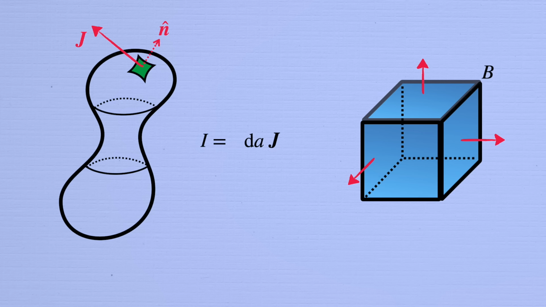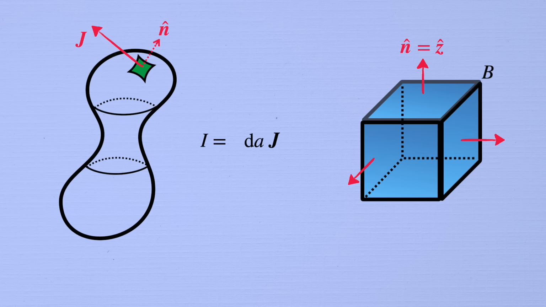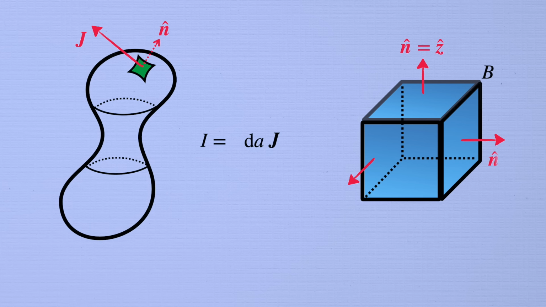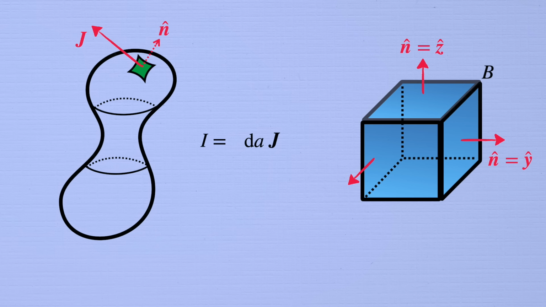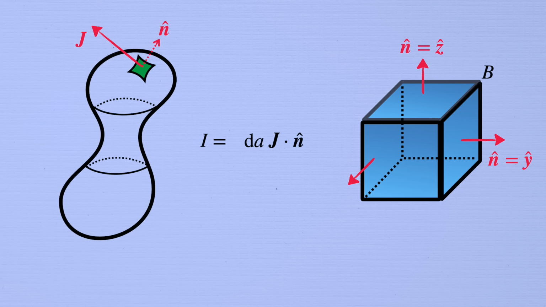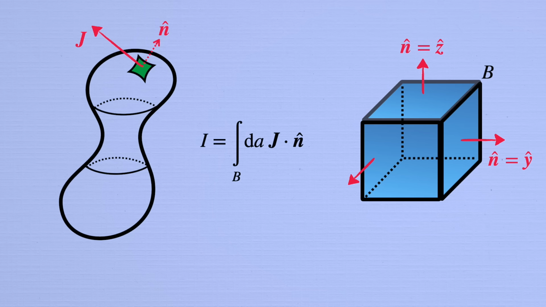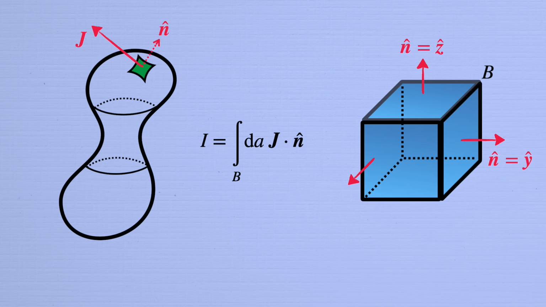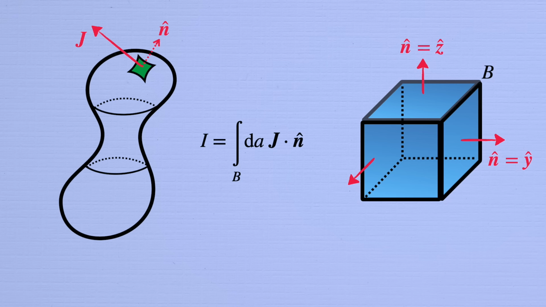For example, on the top surface of the box, n hat equals z hat, the unit vector pointing up in the z direction. On the right surface, it will be y hat, pointing to the right in the y direction, and so on. Then we can pick out the perpendicular component of J by taking the dot product, J dot n. Finally, we add it all up by integrating over the surface. And that gives us the total amount of charge leaving the volume per second.